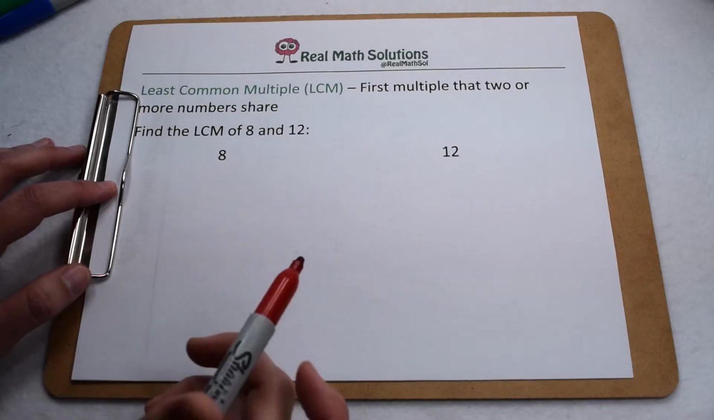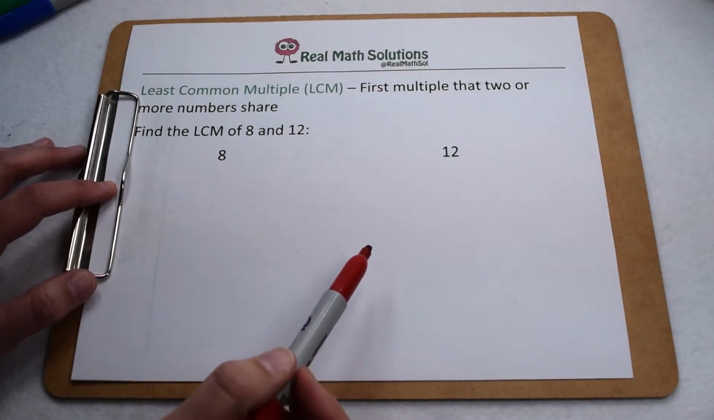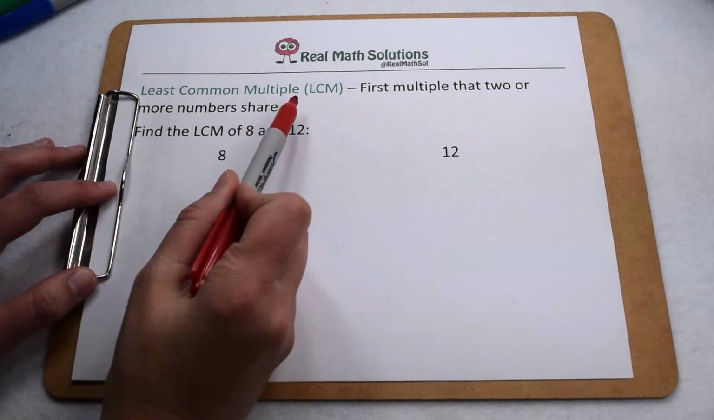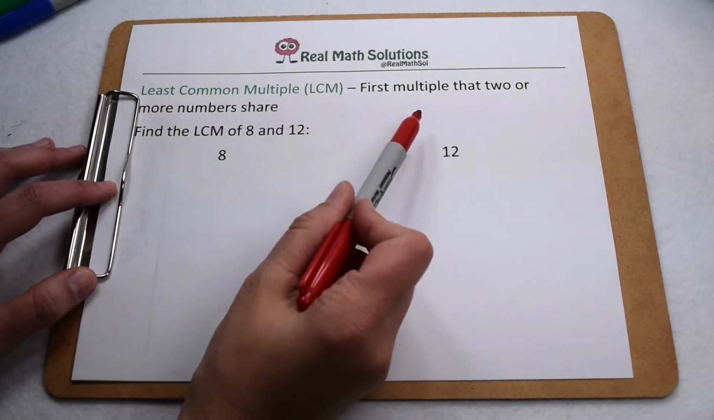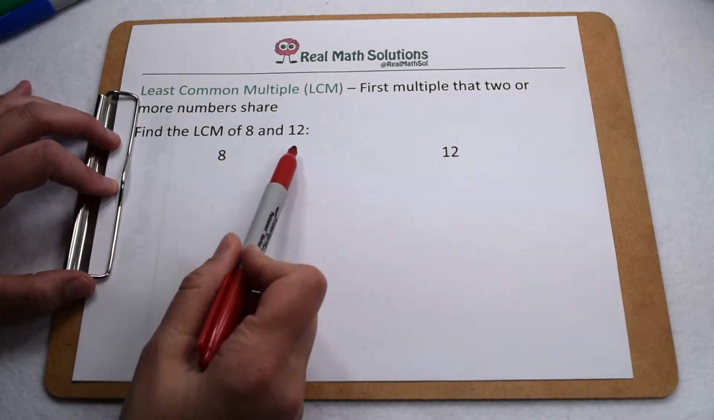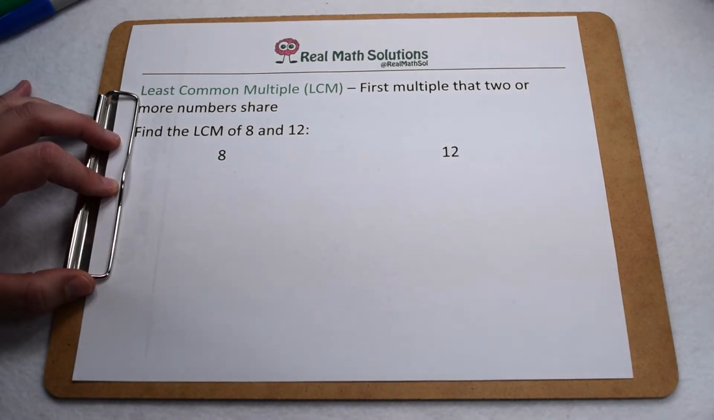We know that multiples are the product of that number and another whole number. When we're looking at multiples for two or more numbers, we're frequently trying to find the least common multiple. The least common multiple is the first multiple that two or more numbers share. So to find the least common multiple of 8 and 12, we're going to start by finding their prime factorizations.